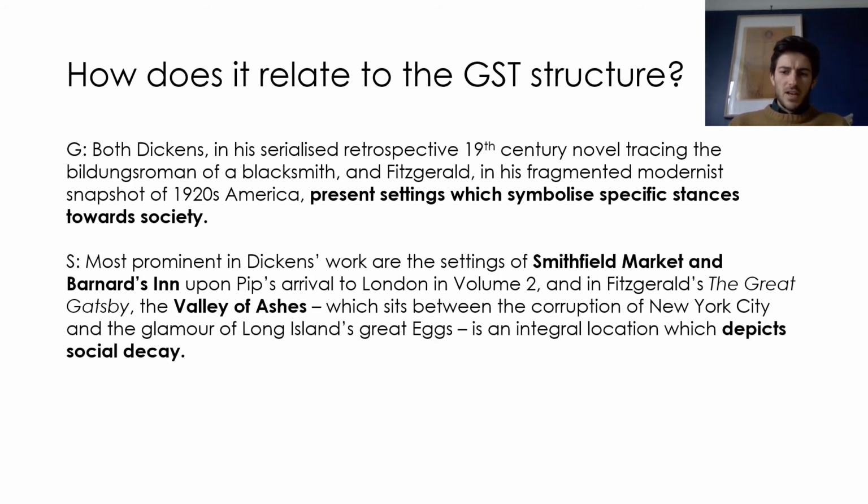Most prominent in Dickens is this specific example, Smithfield Market and Barnard's Inn. So here's an example. And in The Great Gatsby, it's the Valley of Ashes. Here's my example. Somewhere in my essay, I'm going to be comparing these two settings and look at the different methods used in these settings to show what these writers think about society.